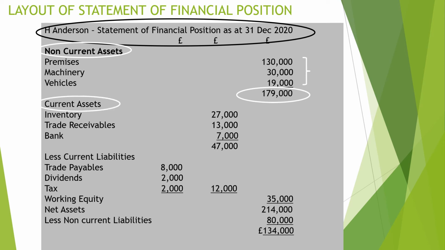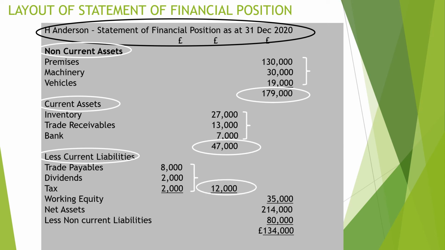We then list our current assets, which are our assets that are changing on a regular basis, our inventory, our bank account, any money that's owed to us by trade receivables, people who owe us money for goods sold to them. We add those together, in this case giving us £47,000. We then have to deduct any short-term debt, in this case trade payables, trade creditors, we might have heard that word, trade credit, when we talked about our sources of finance, any dividends due, any tax we have to pay that's due, all of these things are added up to give us, in this case, £12,000.